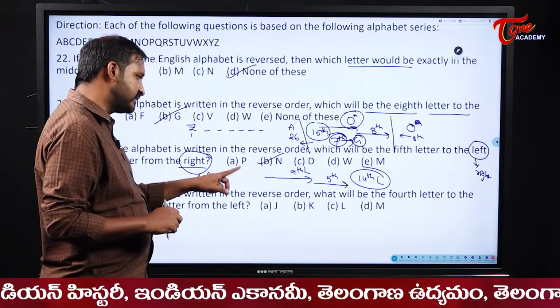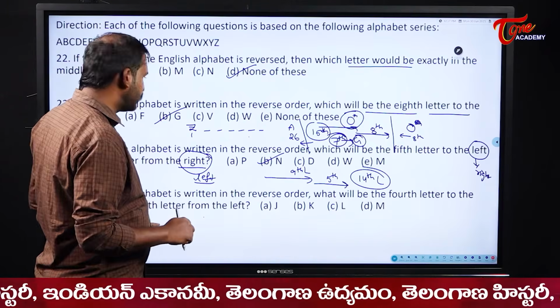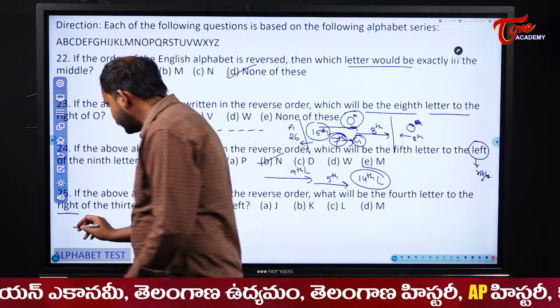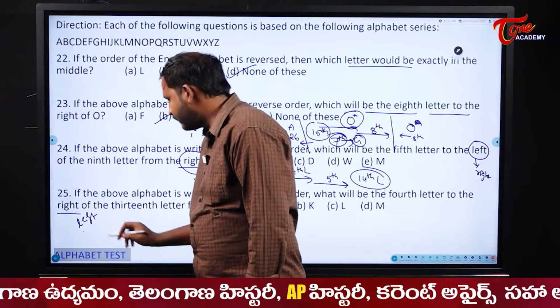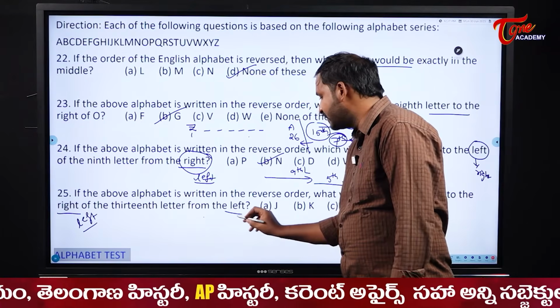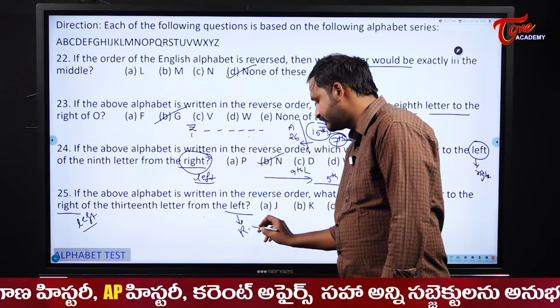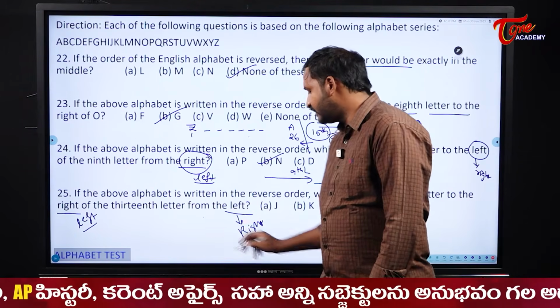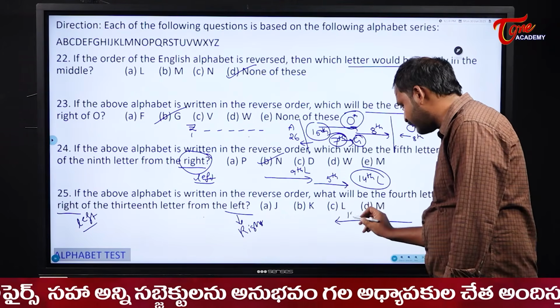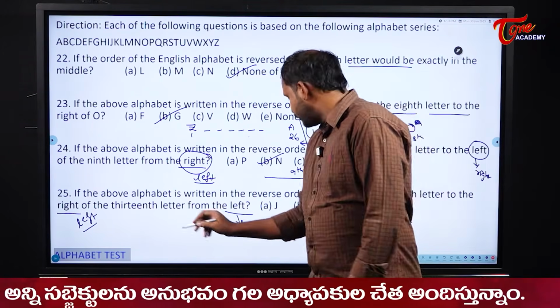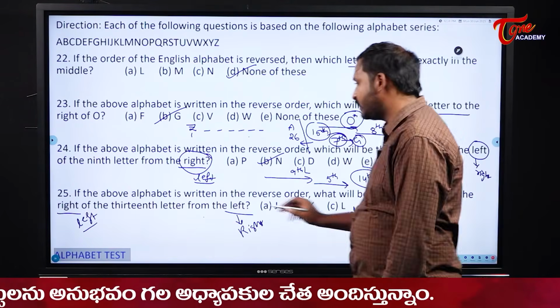If the above alphabets are written in reverse order, what will be the 4th letter to the right of the 13th letter from the left? What will I do here? I will make right to left, and from the left I will make it right. So 13th letter from right. From here I will find the 13th from right. And to its 4th letter to its left.